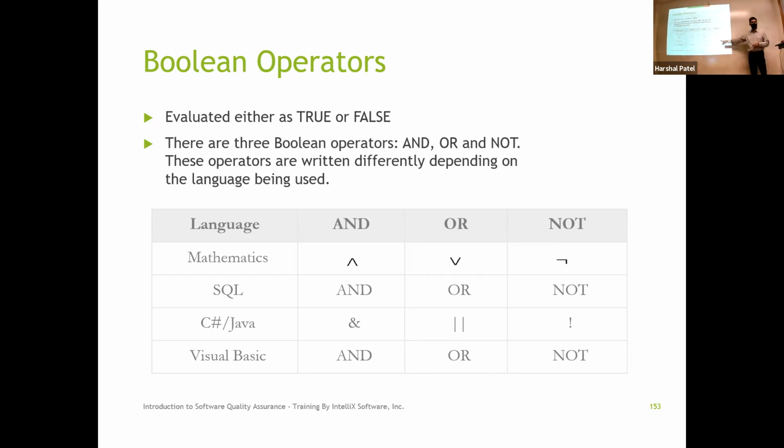Exclamation indicates it's a NOT operator, right? So if you're trying to check whether this condition is not true, you can say something like, I'm trying to enter the room and the door is not open, then I need to perform the open the door task. Those kinds of things are done.